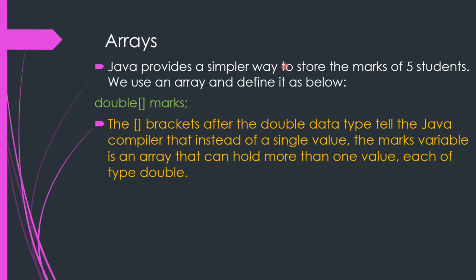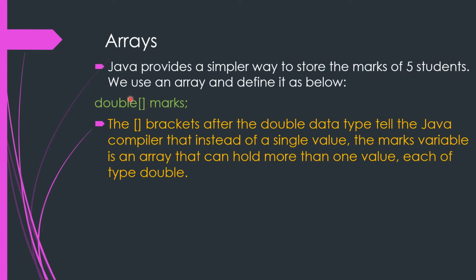Now, Java provides a simpler way to store the marks of 5 students. Now we are going to see how we will store the marks of 5 students using an array. We have defined the array here. You already know double, it's a data type, and marks here means the variable that we are going to use. At last, we have put a semicolon as we do in Java programming to end a statement.